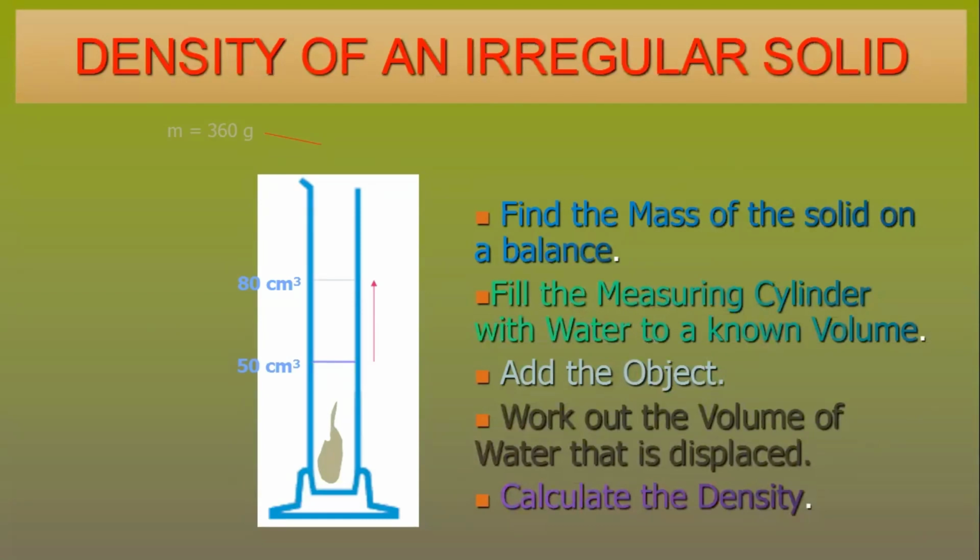So the volume of the solid will be equal to 80 minus 50, which is 30. That is the volume. We said density equals mass over volume. So the mass is 360 and the volume is 30. So it will be 360 divided by 30, which is 12.0 grams per cubic centimeter. Density of an irregular solid.